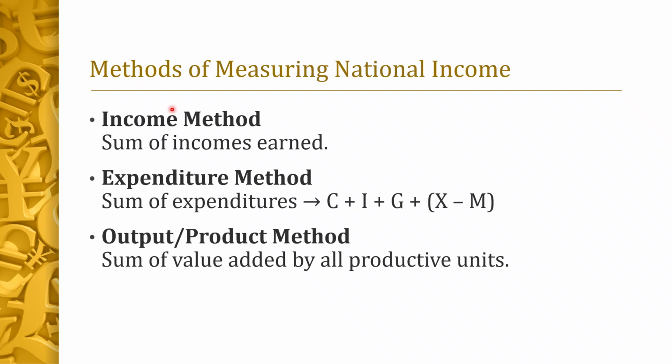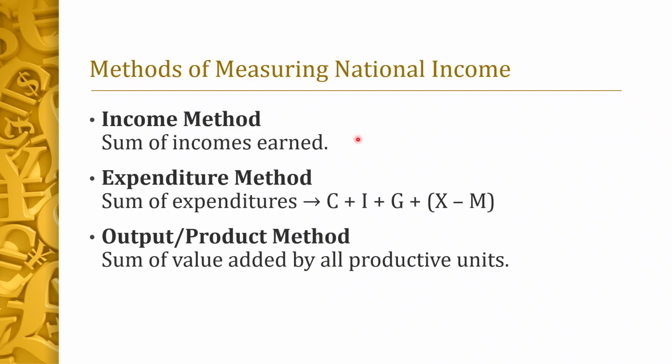Now let's understand different methods of measuring national income. These are used again to calculate the national income. These methods help economists ensure the national income figure is accurate and reliable. We therefore see that every country, including India, uses all three methods depending on the type of data available. We use the income method, expenditure method or output or product method.